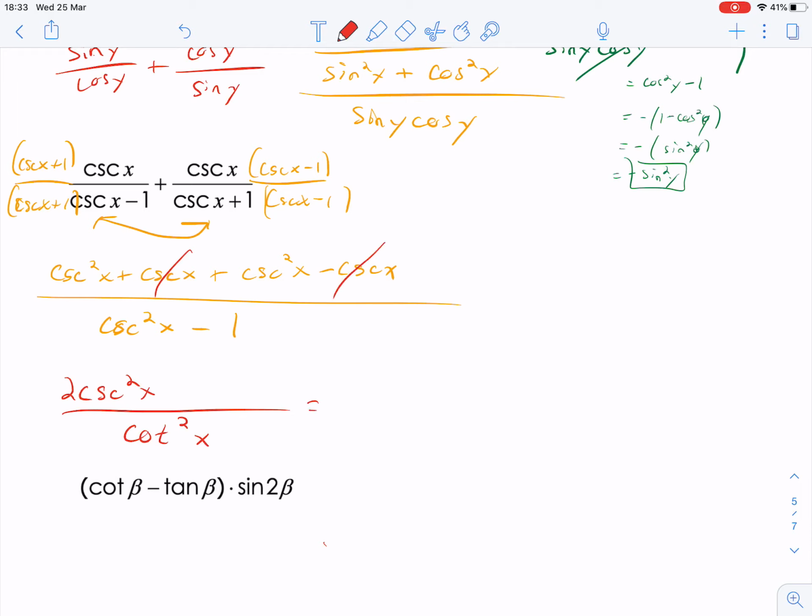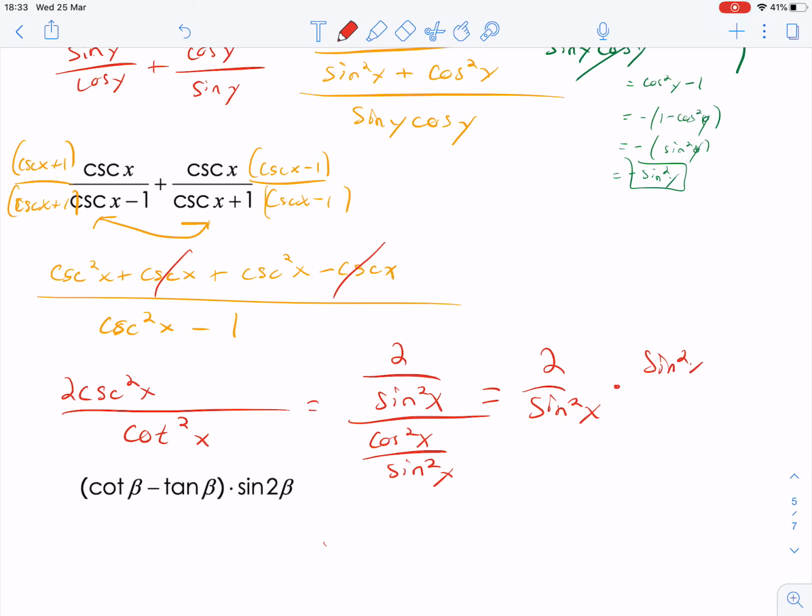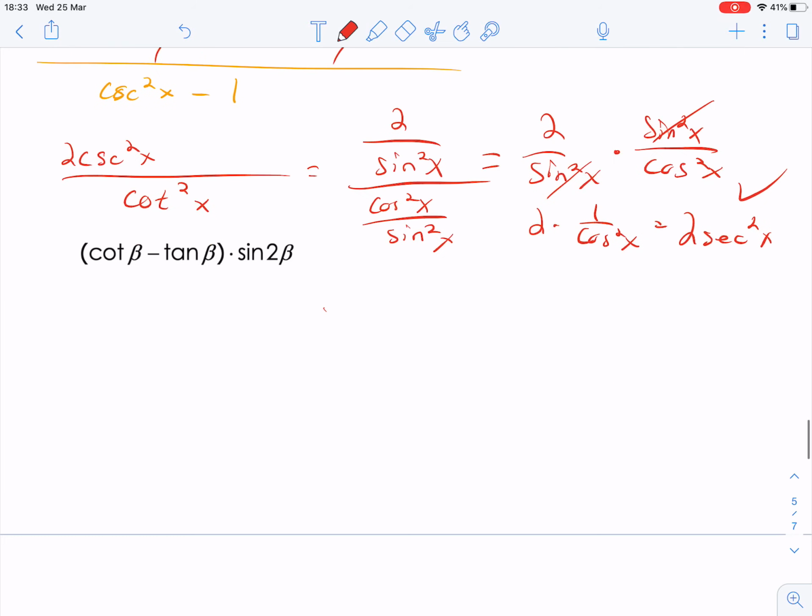All right, so maybe now we try changing it to sine. So we get 2 over sine squared of x all over cosine squared of x over sine squared of x. Oh yeah, this is gonna work. And then that's gonna equal, times, cancel, 2 times 1 over cosine squared of x, which equals 2 secant squared of x. Check. Nice. I like that one.